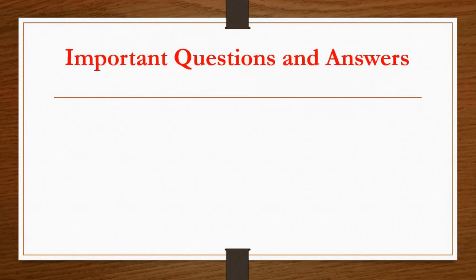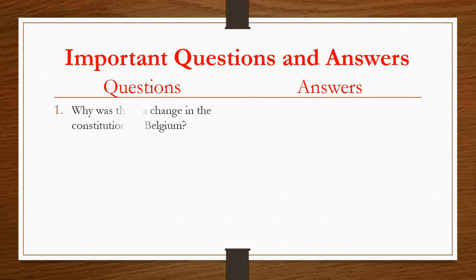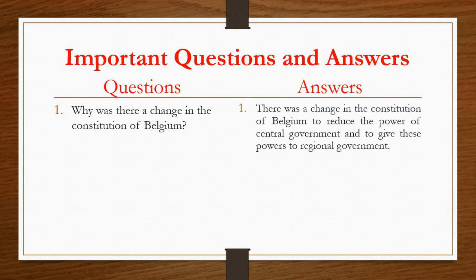Here on this screen you will see two segments. The first will be question and the second will be answer. So let us go for the question first. Why was there a change in the Constitution of Belgium? And the answer is, there was a change in the Constitution of Belgium to reduce the power of central government and to give these powers to regional government.